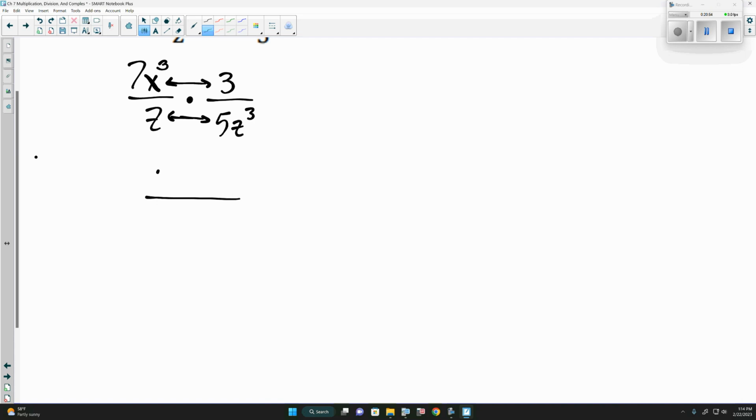7 times 3 is 21. X to the third. The denominator, we still have 5. Z times z to the third is z to the fourth. And that's it, because x and z won't simplify. They're not like terms. 21 over 5 won't reduce, so that's it. Questions on this here?